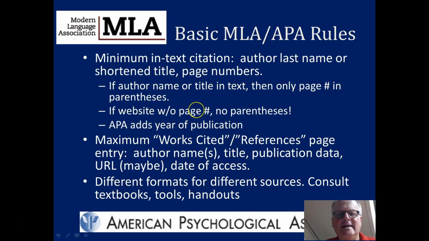So anyway, minimum goes in text: just the author last name or a short title, and the year of publication if it's an APA citation. In both cases, the maximum amount of information goes on the works cited or the references page. That's where the author's names, the title of the publication, the title of the article, and when it was published go. Sometimes we include the URL, Universal Resource Locator, that HTTP thing, the date of access, the name of a database, things like that. And we have different formats for different sources. Both MLA and APA, though they are similar, will use different formats for the same kinds of sources. The bottom line is you need to pick a system, one that you think is going to be most useful to you, and stay with it.